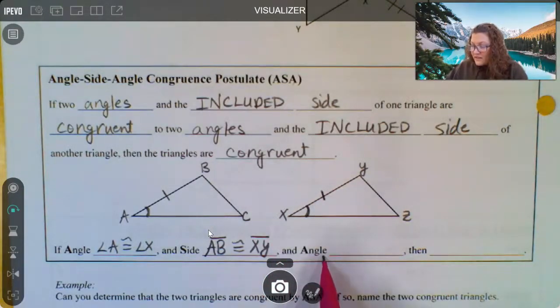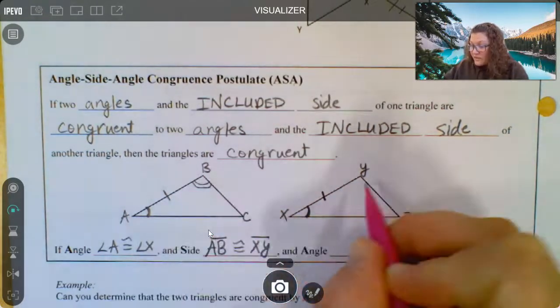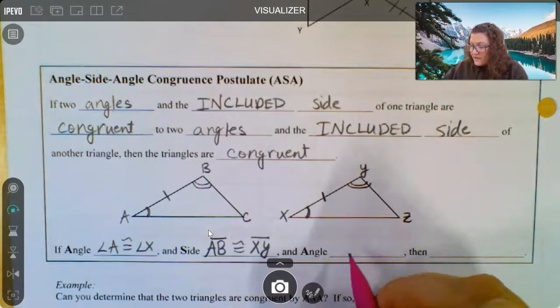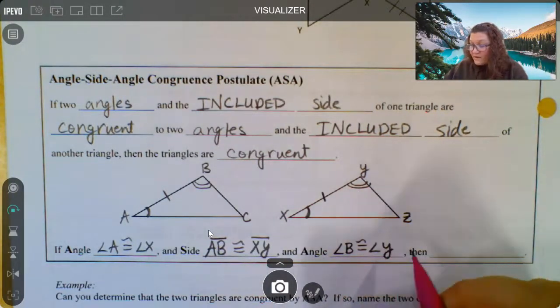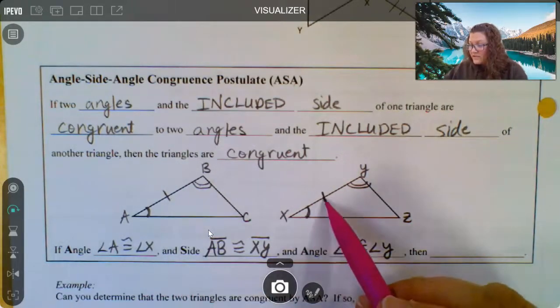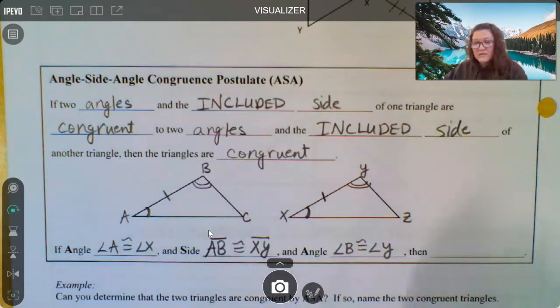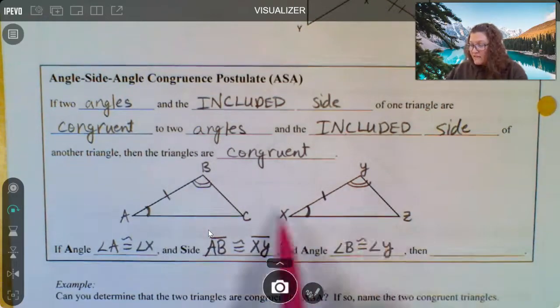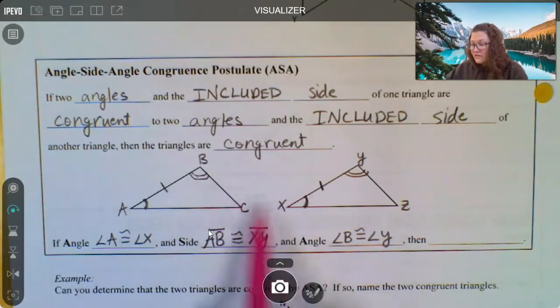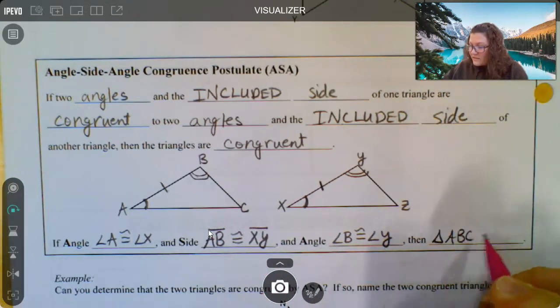And then my next angle will be the one that's touching side AB, so I have to use angle B. So angle B will be congruent to angle Y. So I have angle, side, angle, angle, side, angle. And included side means the side that's between the two angles. If I have these marked or can reason out that those three pieces are congruent, then I know that triangle ABC is congruent to triangle XYZ.